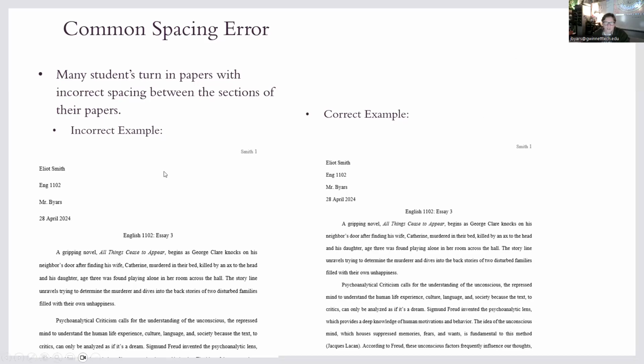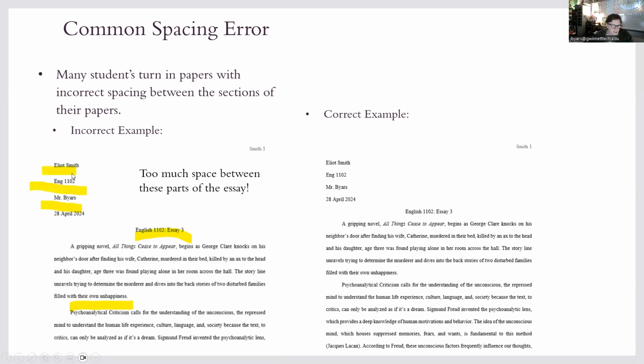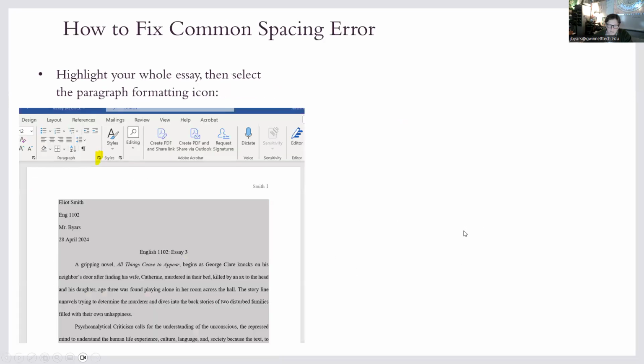Okay, so if you notice this right here, where I've highlighted, this space between these is much too thick. You will lose points on your papers if you have these additional spaces between the parts of your papers, okay? And this is how you fix it. So you have your paper, and then what you do is you highlight the whole thing, highlight the whole essay, and then select this little paragraph formatting icon right here.